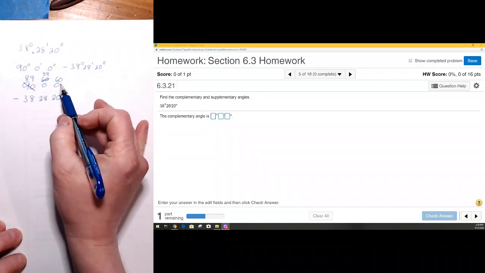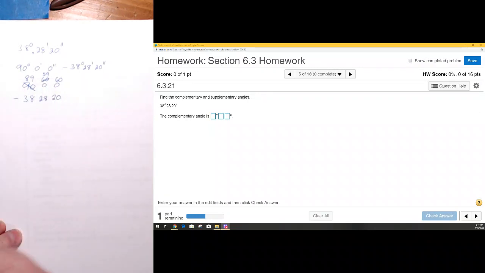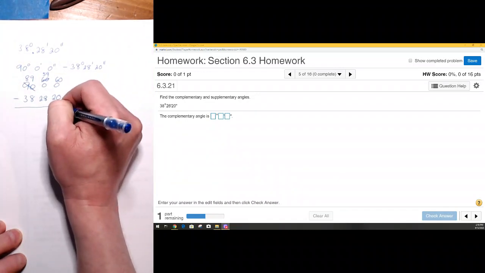So 60 seconds is a minute. Add another minute to this, and that adds to 89 degrees. So this is actually still 90 degrees. And now I can just go ahead and subtract. 60 minus 20 is going to give me 40.